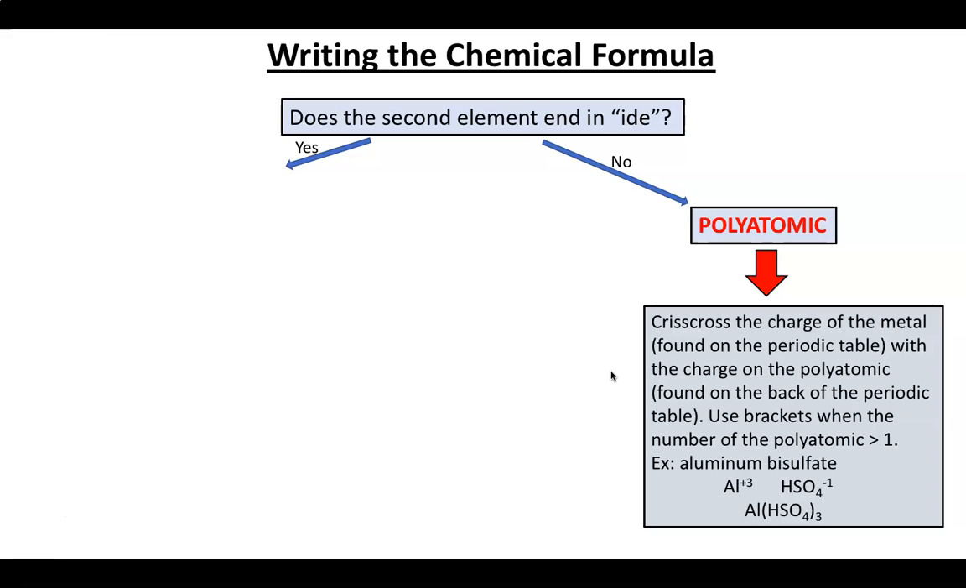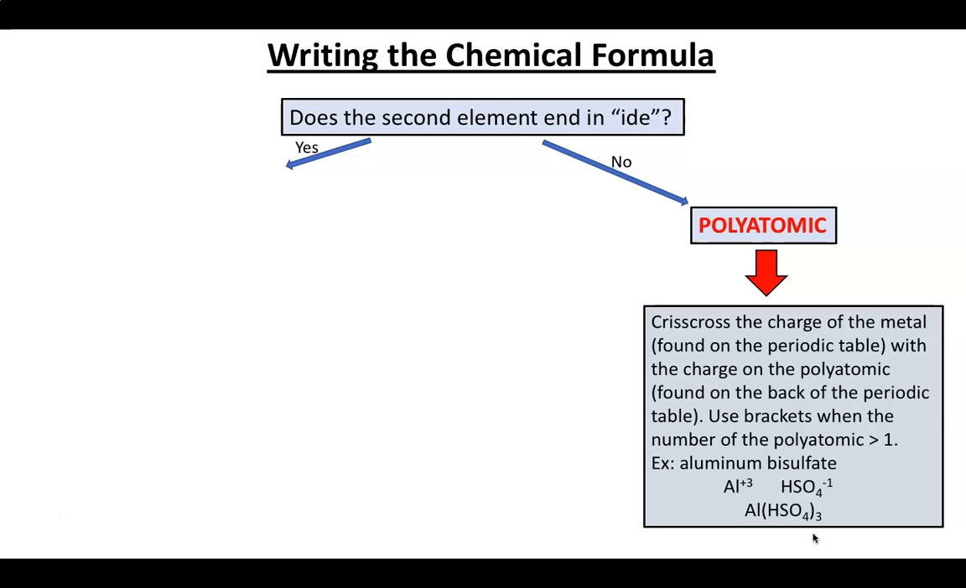As we crisscross that, if the number of polyatomics is greater than 1, then we need to put in brackets. This is where things can get a little bit confusing. If we have aluminum bisulfate, the first thing you should notice is that our ending is not "ide", we ended in "ate." So this is a polyatomic. I know I'm going to have to use the back of my periodic table for this. And let's write the charges. Aluminum is in group 13, meaning that it has a charge of positive 3.